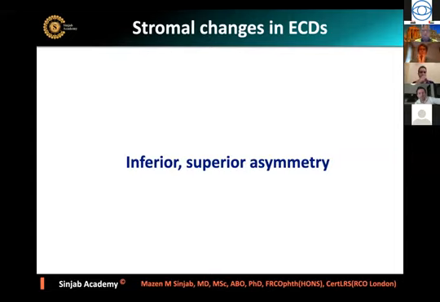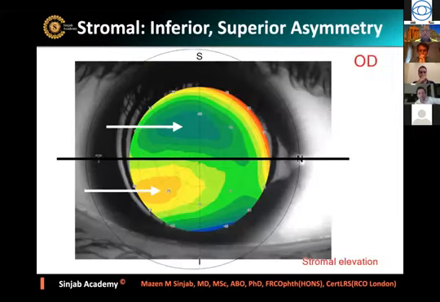There are stromal changes in the ectatic corneal diseases characterized by the inferior superior asymmetry, as in this case. So whenever we see this, of course, we cannot depend on only one sign. We have to correlate with other signs, but this is one of them.